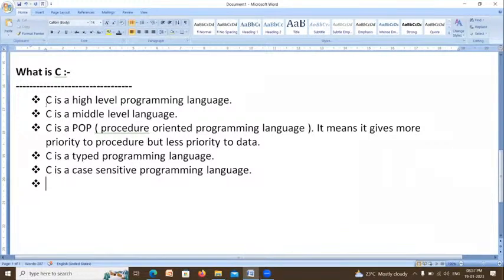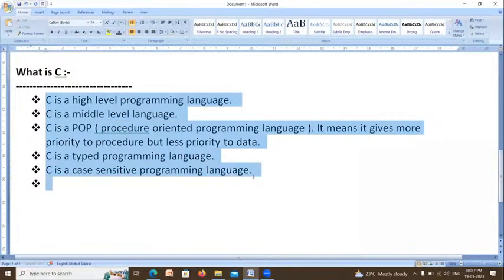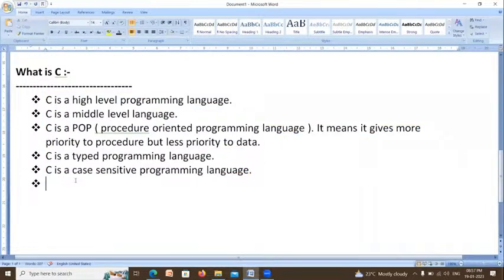In C language, the program will be executed from top to bottom. So it follows the top to bottom approach. C follows the top to bottom execution approach.